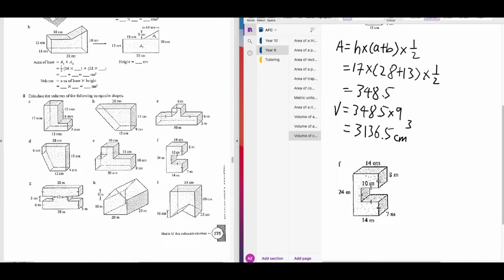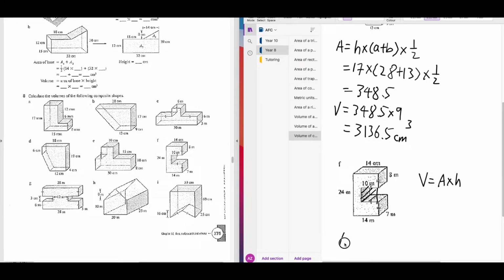individual shapes. Now for this one, what I can do is I can find the area of this whole rectangle, right? Area of the whole rectangle, and then what I'm going to do is take away the area of this square, right? Oh wait, well it's not a square, but take away the area of this shape, if that makes sense. So let's try that. So volume is equal to area of the cross section times by the height.